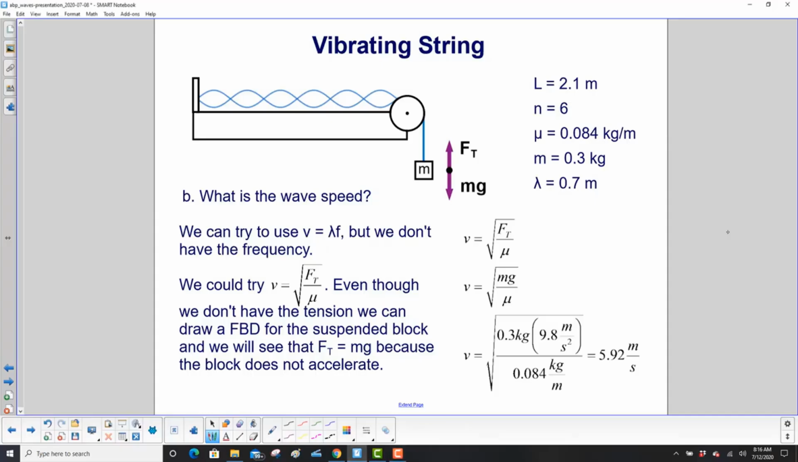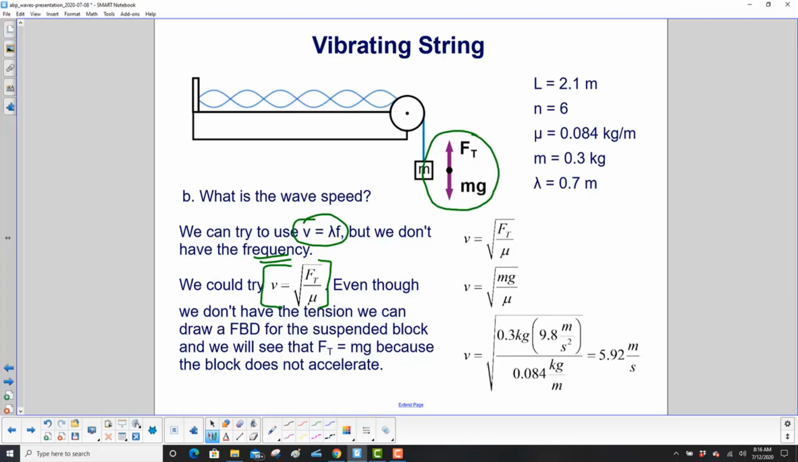What is the wave speed? We can try to use this equation, but we don't have the frequency. We just know that it's constant, it's fixed. So let's try the other equation, the square root of tension over mu, which is the mass density. We don't have the tension either, but using dynamics, we do a free body diagram for the mass.